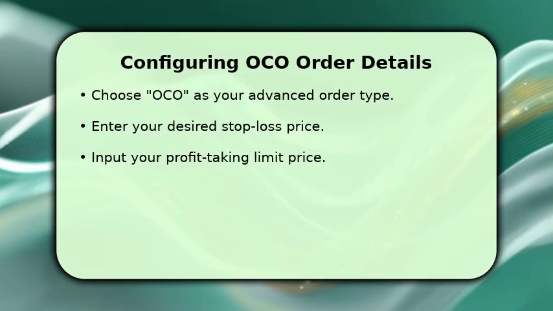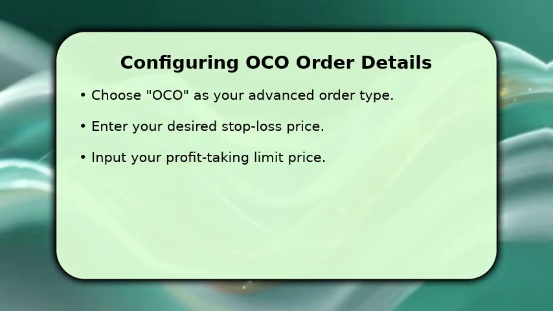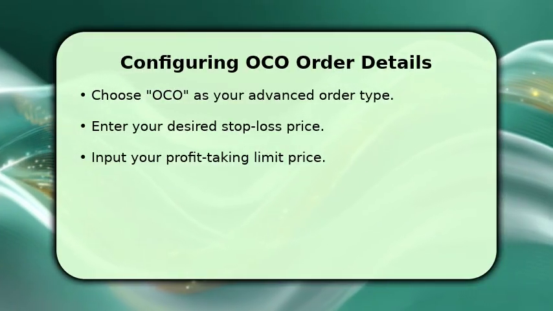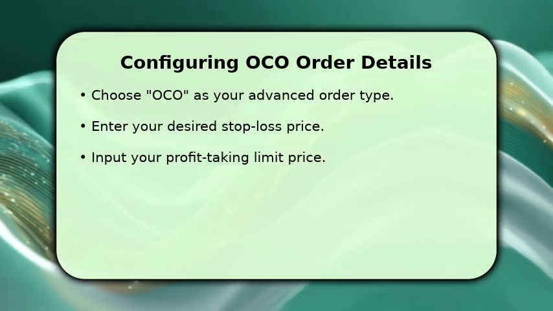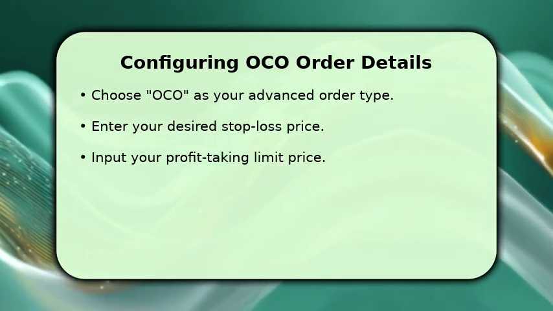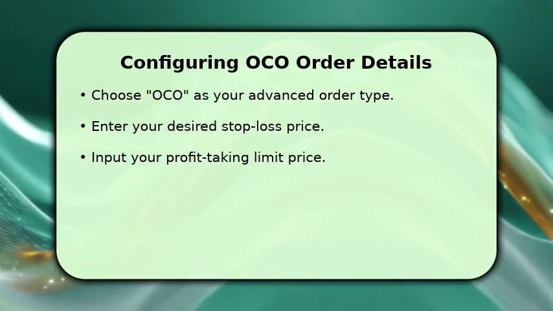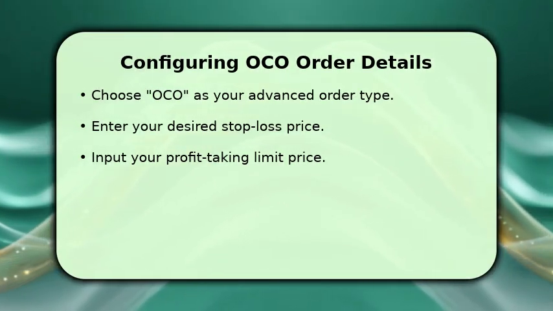On the order entry screen, look for the order type drop-down. Here, you'll select OCO from the advanced order options. You'll then see fields appear for both your stop-loss and limit orders. Carefully enter your specific stop-loss price, which is the maximum amount you're willing to lose. Immediately after, input your profit-taking limit price, your target for closing the trade.